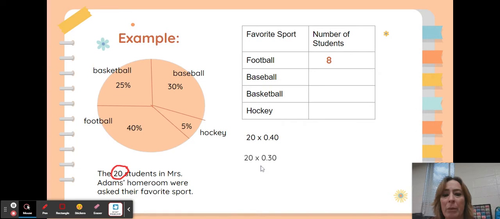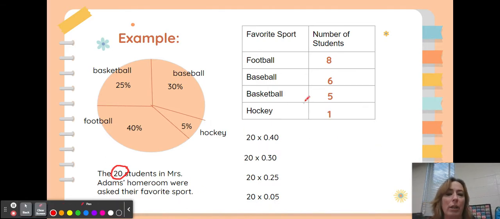Now, I'm going to do the same thing. I'm going to take those 20 students and multiply it by 30%, which is 0.30 as a decimal. That's going to get me 6. Okay. Now, looking at basketball, it's 25%. 20 times 0.25 gets me 5. And here we go. There have to be 2 numbers behind the decimal, but since I only have 1 as my percent, in front of it goes the 0. That's going to get me 1.